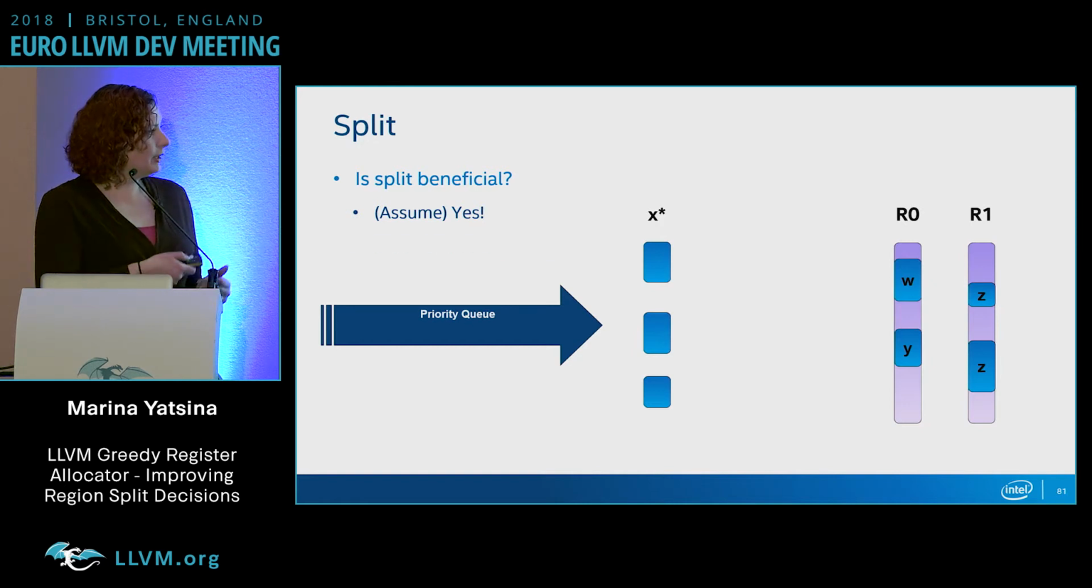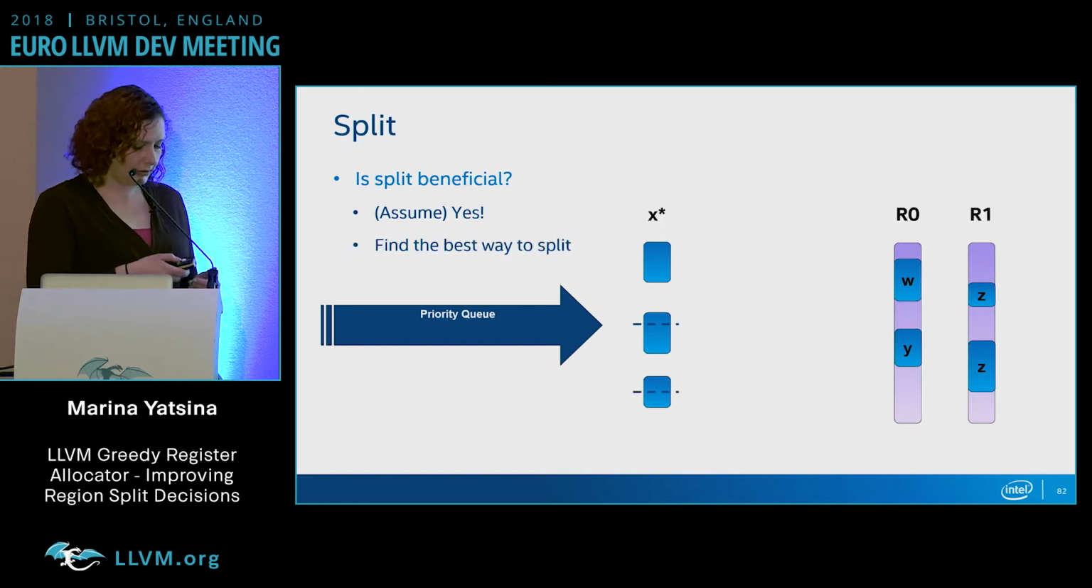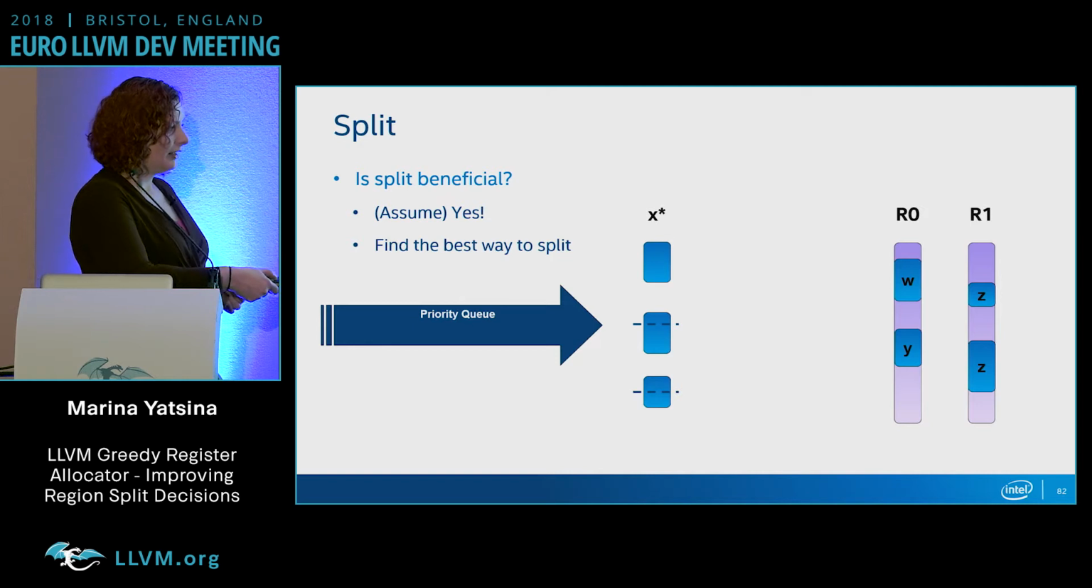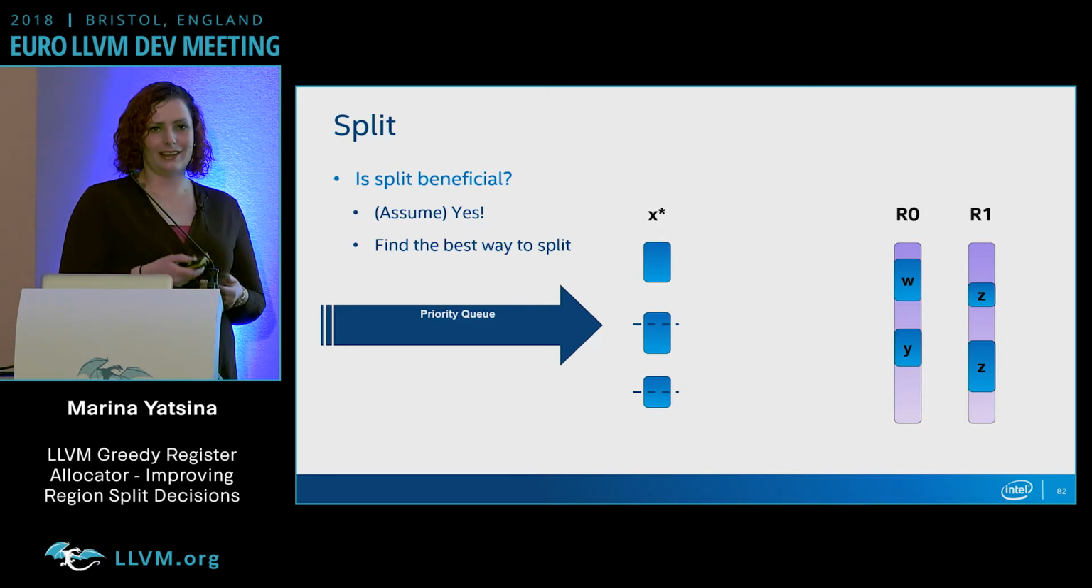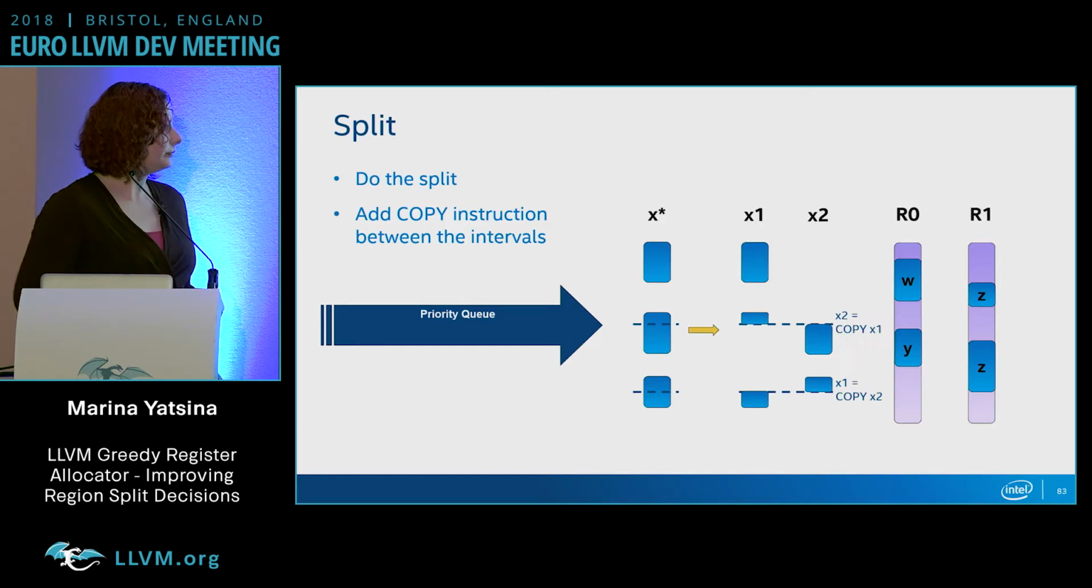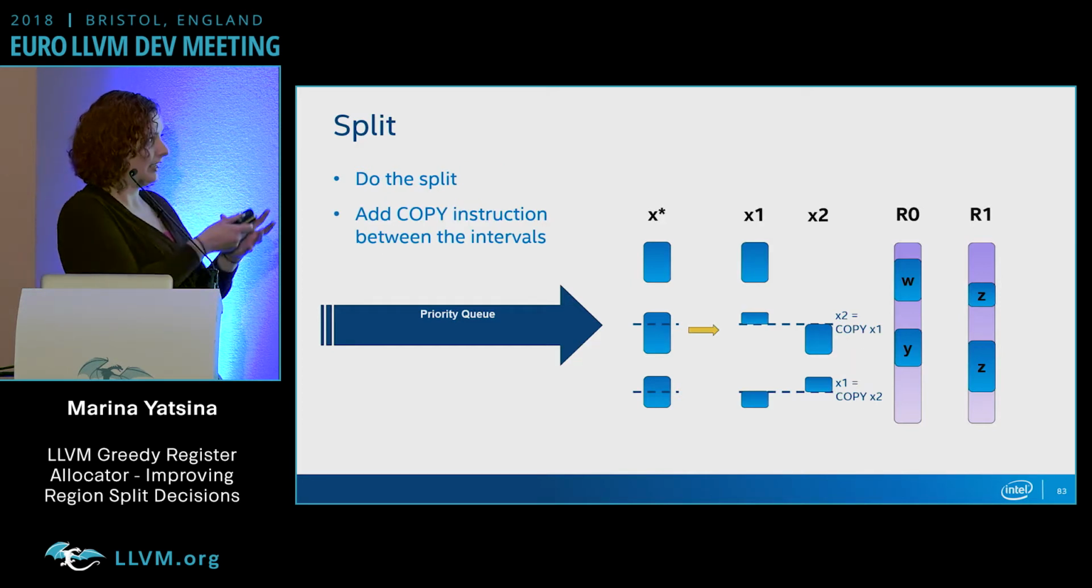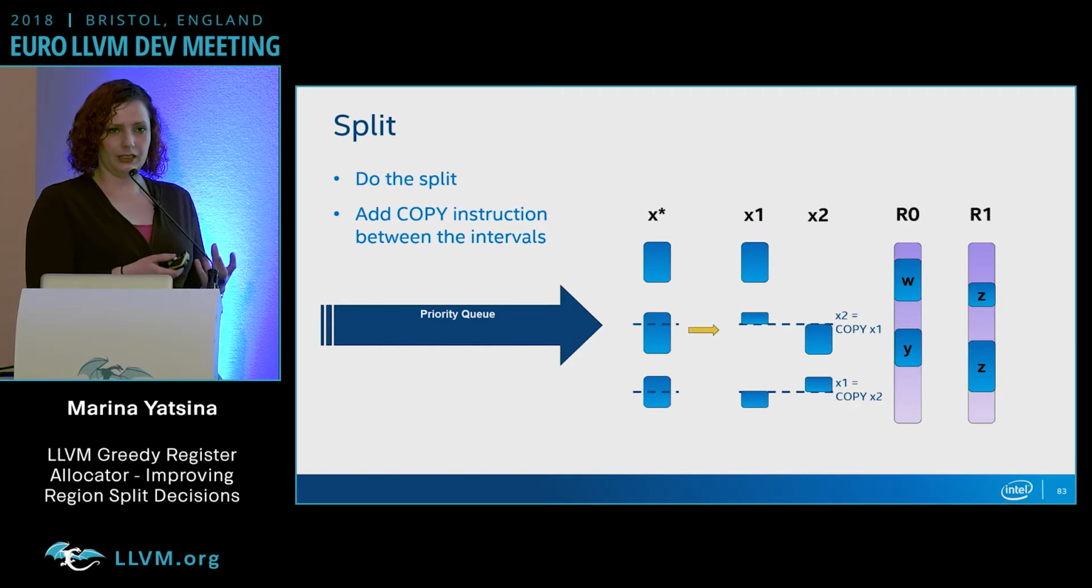And the second thing we determine is what is the best way to split X. For example, here, we decided to split X at these points, but is it the best way? We could have maybe split it here and here. So this is also something I'm going to talk about later on in the presentation. Now, what we do during the split, after we decide the best way to split, is actually create two new intervals and add copy instructions between them.